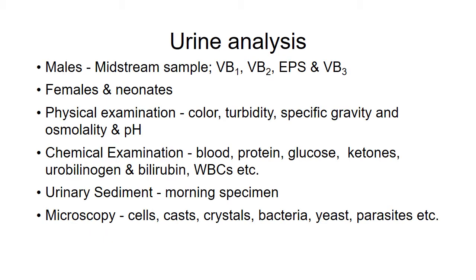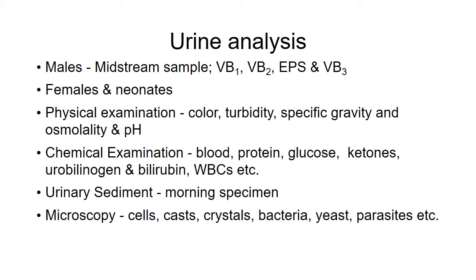Moving to urine analysis, in male patients, a midstream sample is to be taken. There are 4 types of samples: VB1, VB2, EPS and VB3. VB1 is the initial 5 to 10 ml of urine voided, whereas VB2 is the midstream urine. EPS means expressed prostatic secretions, that means secretions obtained after gentle prostatic massage. And VB3 is the initial 2 to 3 ml of urine obtained after prostatic massage.